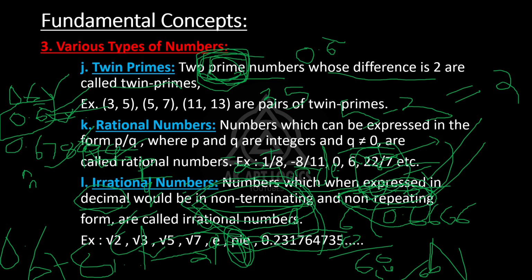So as I discussed, see this number 0.2317647, it is continuing till infinity, but it is not repeating any particular value. So we can't say that 5 is being repeated till infinity because we don't have any bar. Okay.